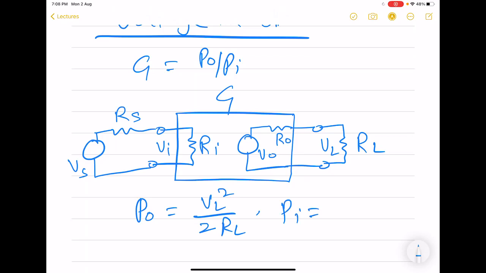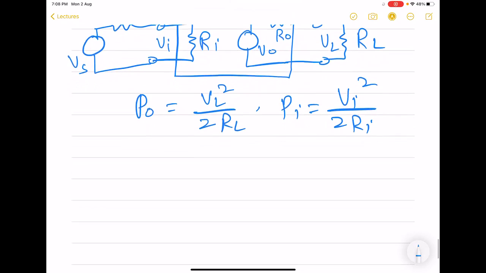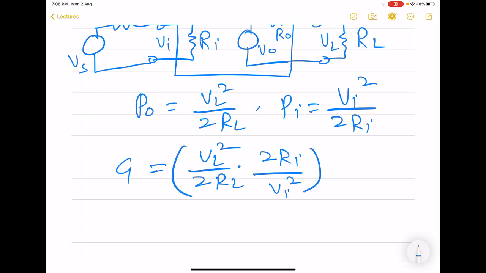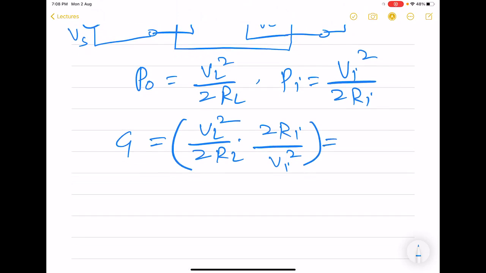Similarly, the input power is VI square divided by 2RI. So we can see that gain G is going to be equal to VL square divided by 2RL into 2RI divided by VI square. Now here we can separate out voltages and resistors. So VL square by VI square into RI divided by RL.